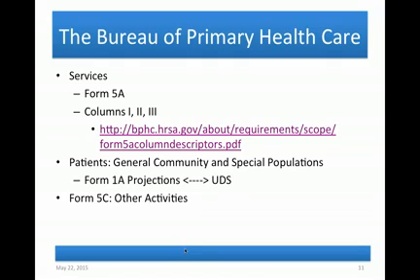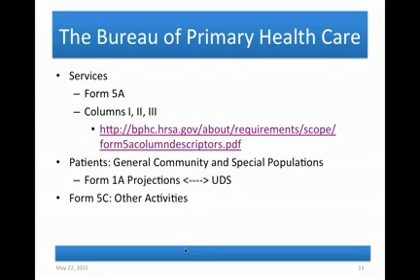Patients, okay? Patients are considered general and community and special populations, and again, when you are filling out your SAC or your service area competition or your new access point, you have Form 1A projections. And then, of course, you report the number of patients you have through the UDS report. These are provided to the Bureau, again, by the UDS report.